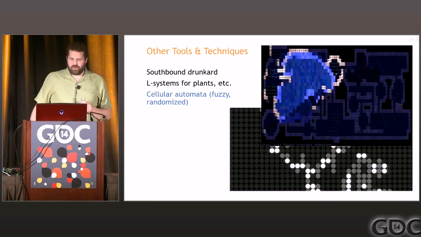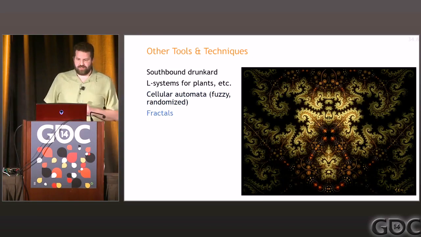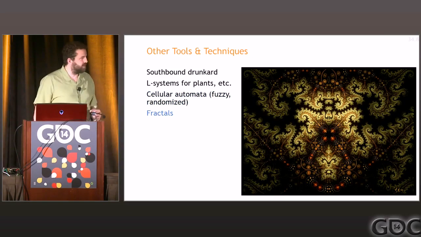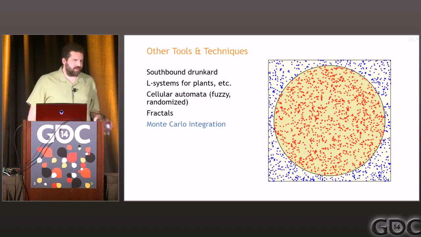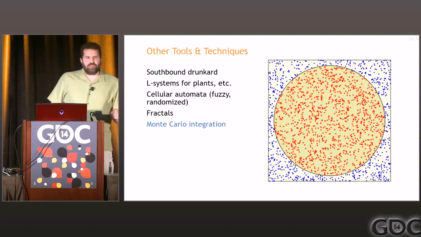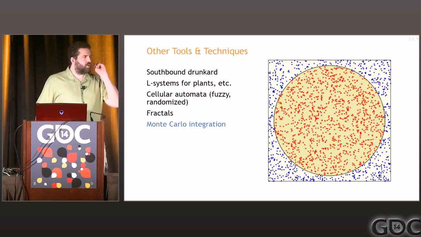We can use it for creating random levels. Fractals are a really interesting source of proceduralism and noise. You can also use Monte Carlo integration, which is the idea that I'm not sure what shape this is, so I'm going to throw a million points at it, and oh, it looks like a circle.